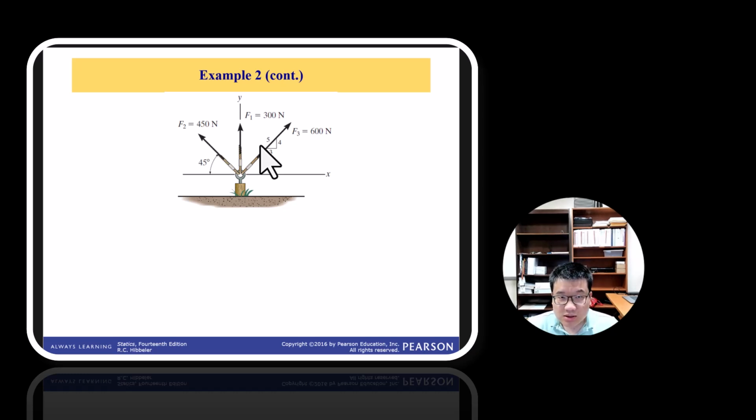So F1 is perpendicular to the y-axis, which means F1's component in the x direction is 0. So we can write F1 equals 0 times i vector plus 300 times j vector. We know that the j vector is the direction of the y-axis, and the i vector is the direction of the x-axis. So here is how we write down F1.